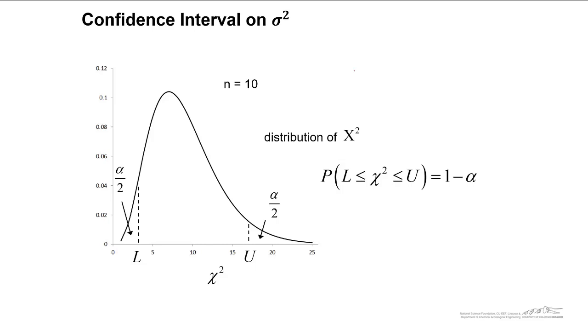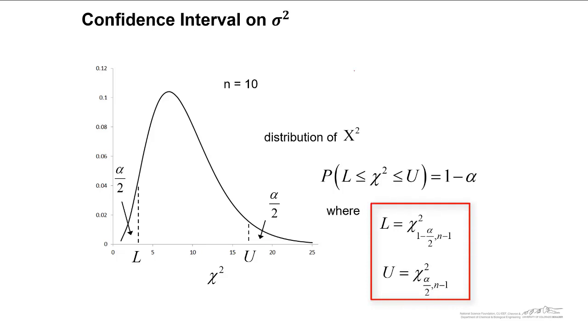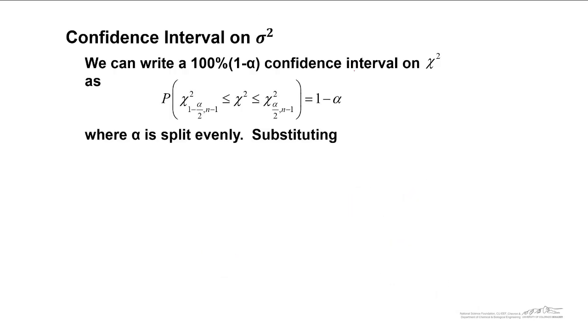So we take our alpha, we split it into 2, and our job now is to calculate L and U, or our confidence interval limits. L is given by chi-squared 1 minus alpha over 2 with n minus 1 degrees of freedom. The upper limit is the chi-squared variable with alpha over 2 to the right of it and n minus 1 degrees of freedom. We can substitute L and U into this probability expression where alpha is split evenly.